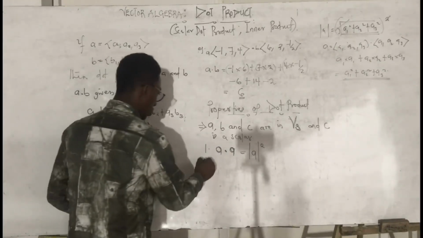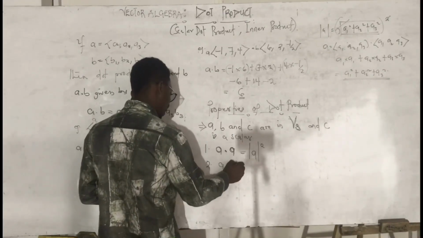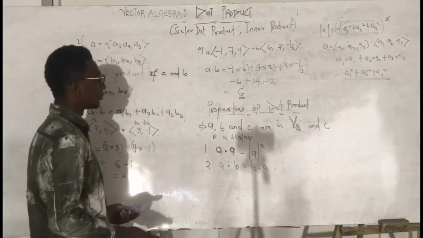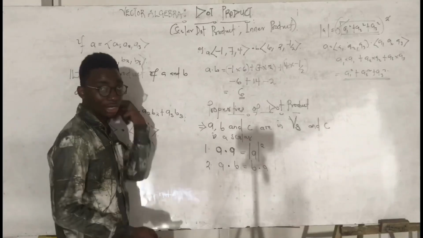The second property: if you have vector A multiplying vector B, it's the same as vector B multiplying vector A. I think this one you can try your hands on.